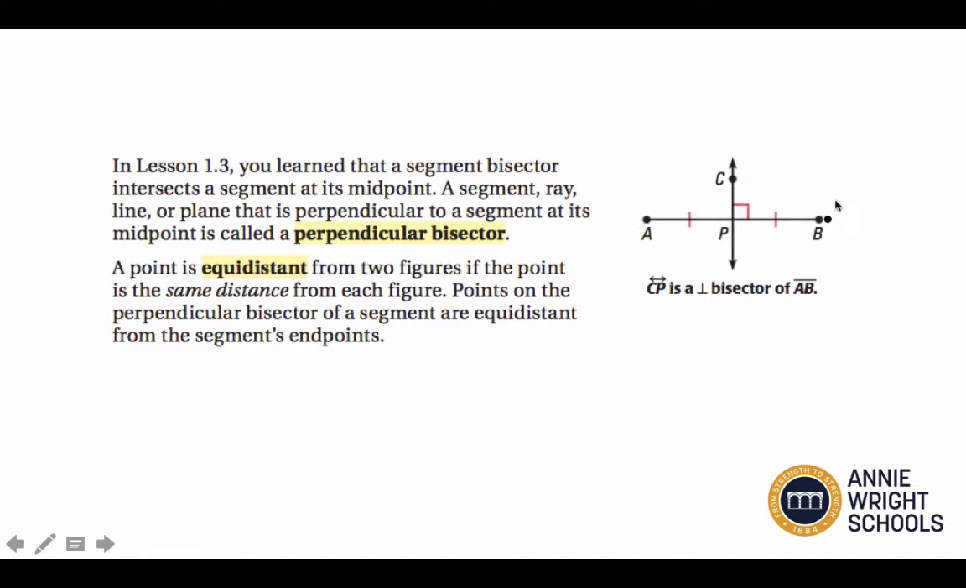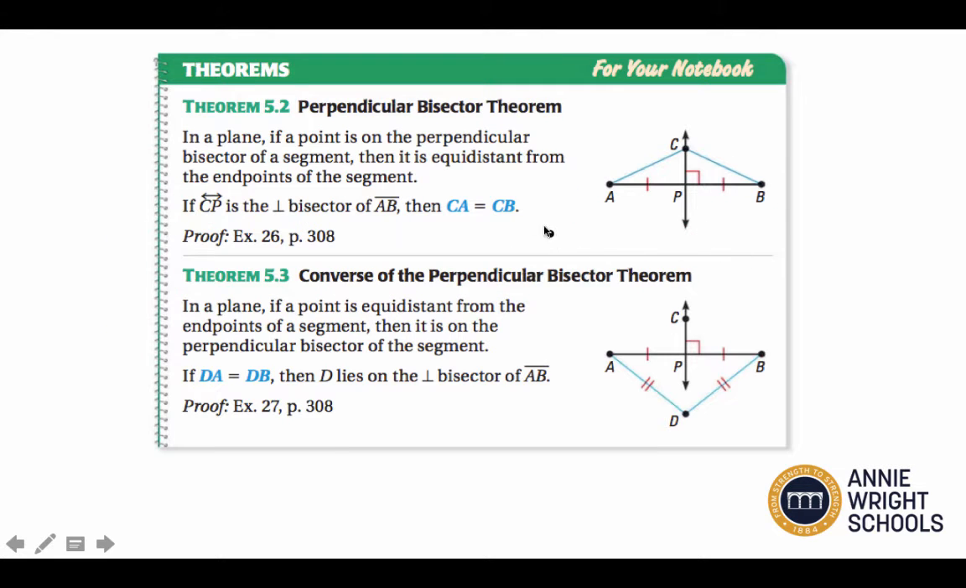Should make sense. So just a couple terms that you need to know, because our first theorem says if a point is on the perpendicular bisector, then it's equidistant from the endpoints, and then the converse is also true. If a point is equidistant from the endpoints, then it's on the perpendicular bisector. Pretty easy theorem to prove.